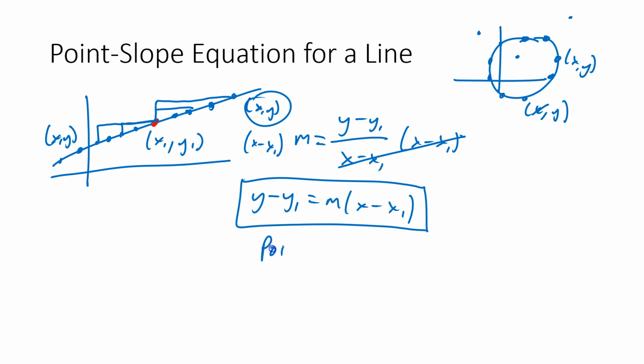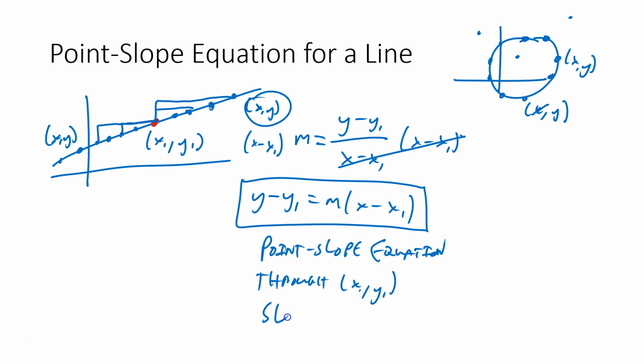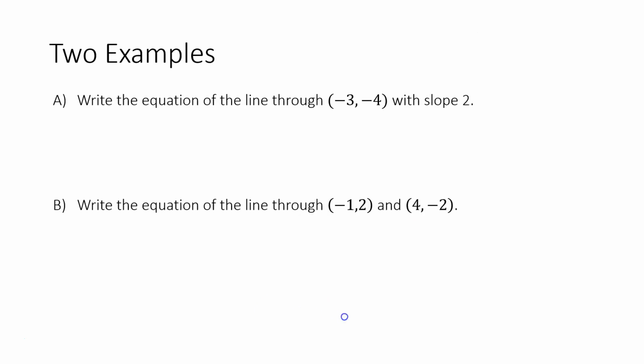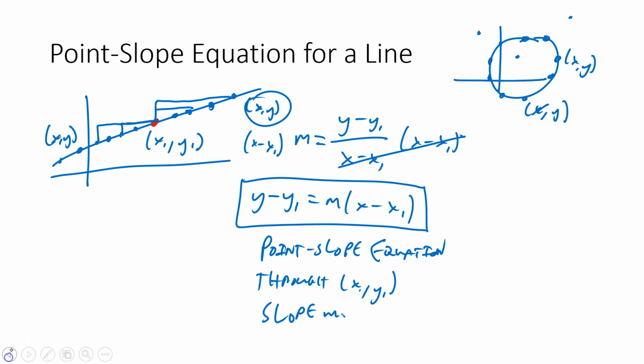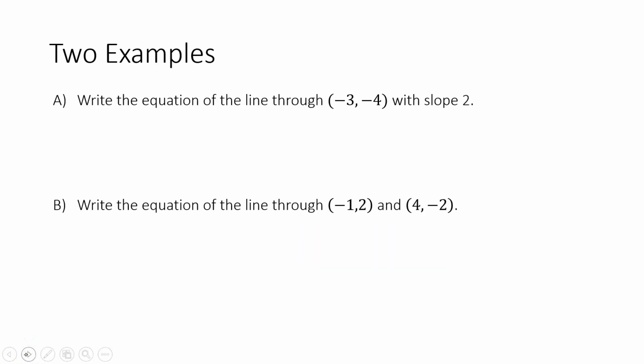So this is what we call the point-slope formula or equation for a line. And it goes through the point (x1, y1) and has a slope m. Super easy. Oh, jumped ahead a little bit. Okay, so if you know the slope and you know the point, you can automatically get an equation for a line. Let's give it a shot.